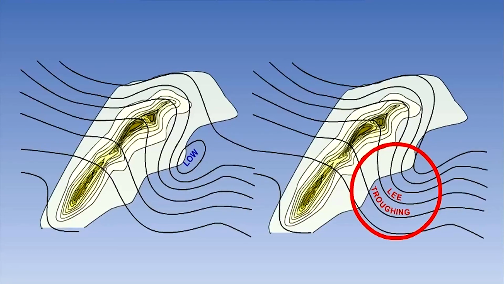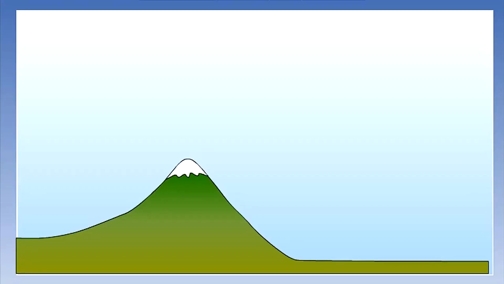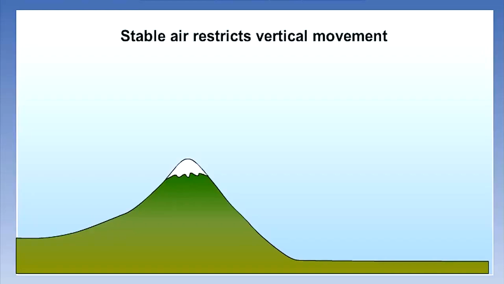As you can see here in this example of lee troughing, the spacing of the isobars in this area is small and hence the low level winds will be very strong. With a lee low example, the low level winds are very variable across a relatively short distance, an important effect for the pilot. There are other effects of air being forced over high ground. When the atmosphere is stable, perhaps because of an inversion, we get the most marked effects over high ground.